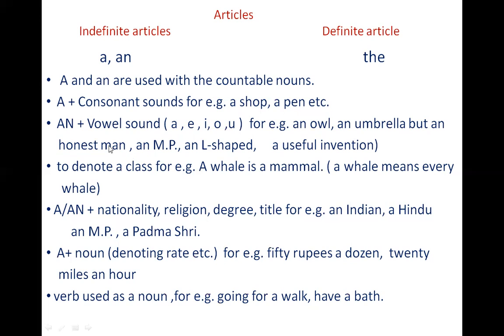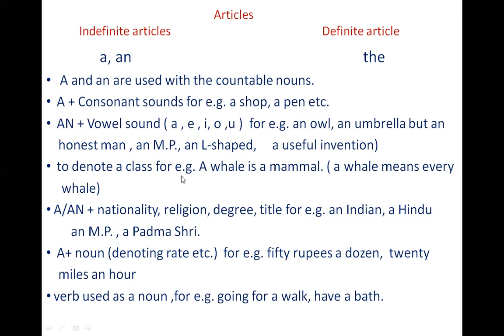This word honest man, it is starting with H, but it is having the sound O. So an honest man. Again, exceptional cases like MP, it is starting with the consonant M, but it is giving the sound of E, an MP, again an L. Again year, useful. Here you can see it is starting with U, but the sound is J. Then, for example, university. Here U is used, but it is giving the sound of J, unlike umbrella. So an will be used with umbrella, but with the J sound, it will carry a.